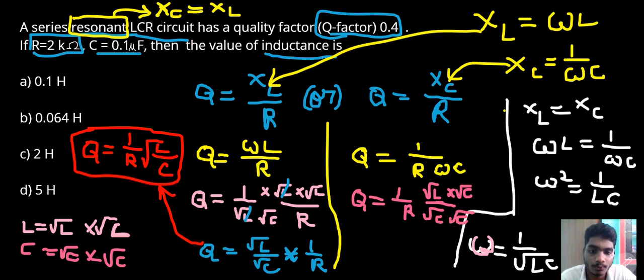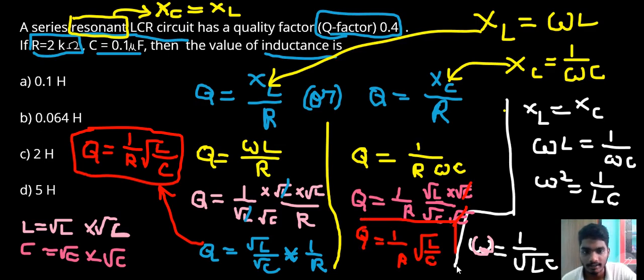Now I am going to cancel this root C and this root C. The remaining value here is Q factor is equal to 1 by R into root of L by C. So this is the value of the Q factor. So we know the value of Q factor now, and we are going to substitute the values here.